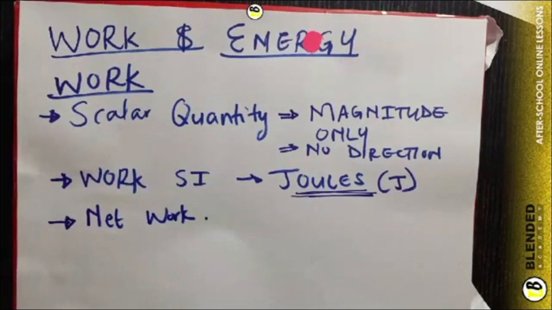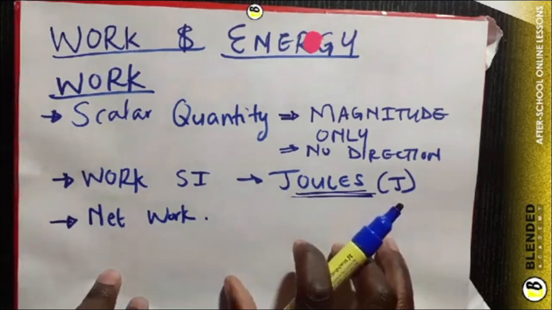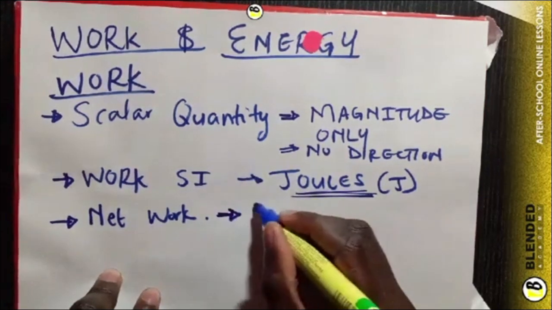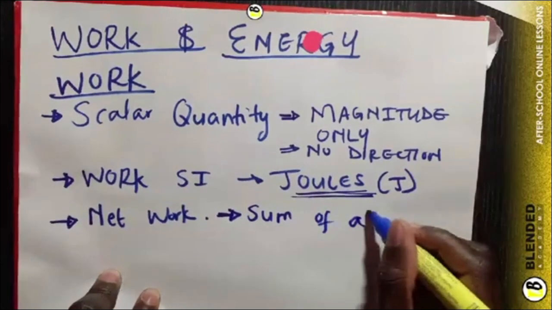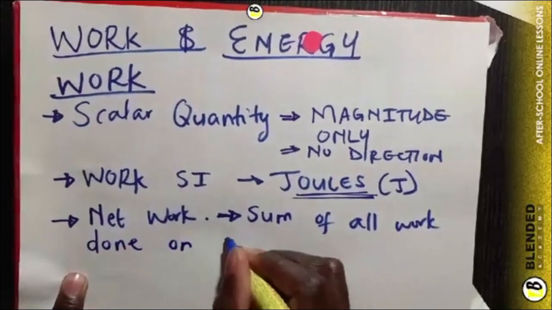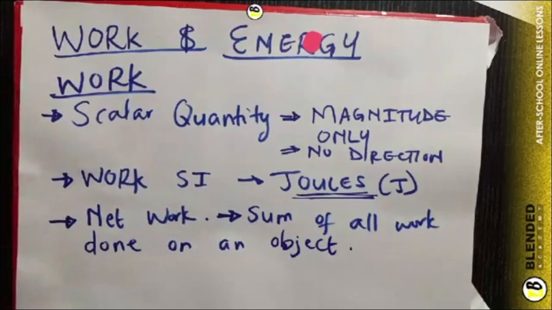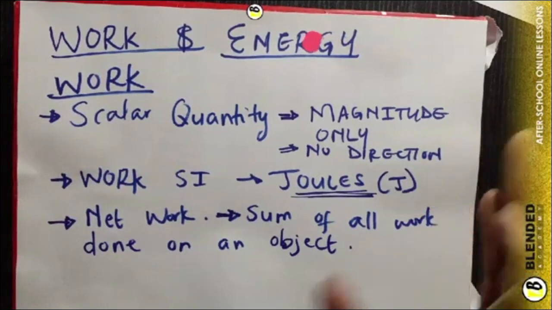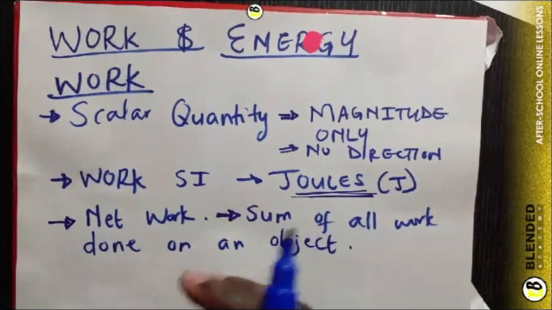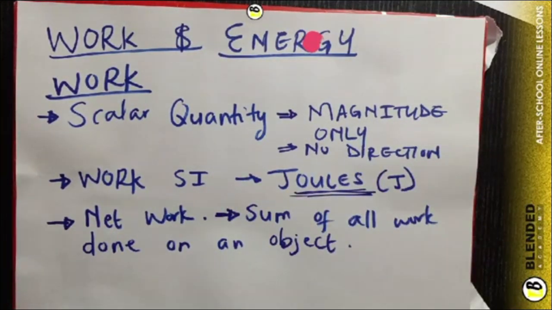So now let's go on to the concept of net work. This is also very important in this topic, because we're going to deal with the work energy theorem. That's where we're going to be able to apply this net work, or this concept of net work. So now net work just means the sum of all work done on an object. That's your net work. You understand? Not like your Cell C's, Vodacom and all that. This is a different network, you understand? So you need to be able to differentiate between the network that you're used to and this one that we're going to be dealing with in physics.